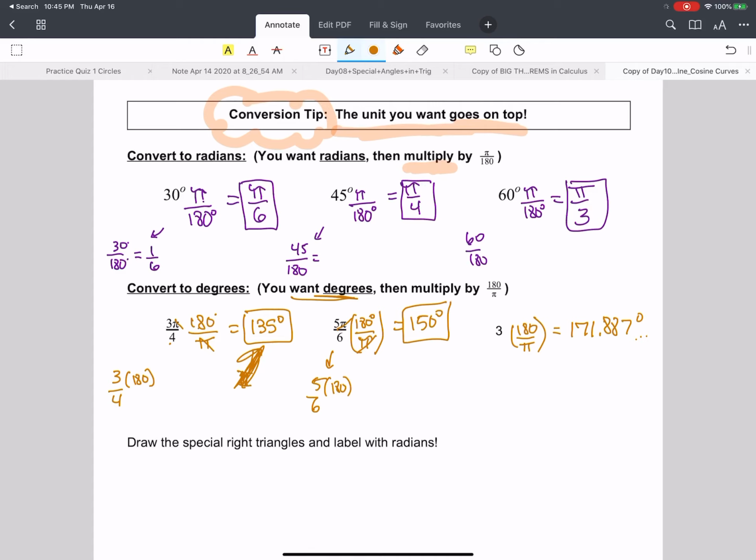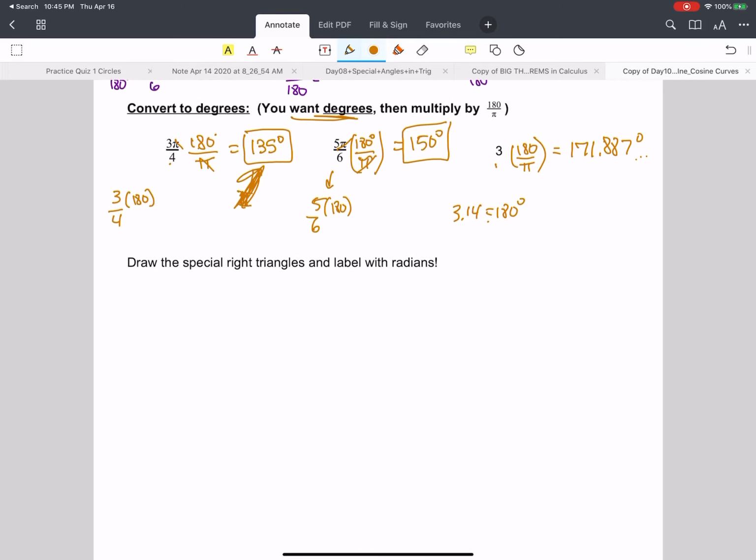Now does that make sense? We did say 3.14 is 180 degrees, right? So 3 being 171 degrees, yeah, that makes sense because 3.14 is 180, and 3 is a little less than that, so 170 is a little less than 180.